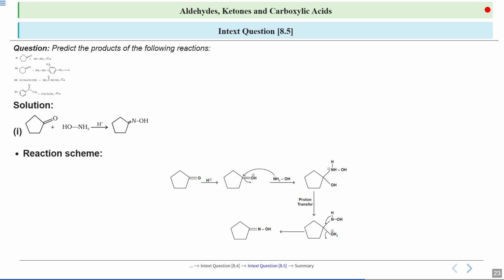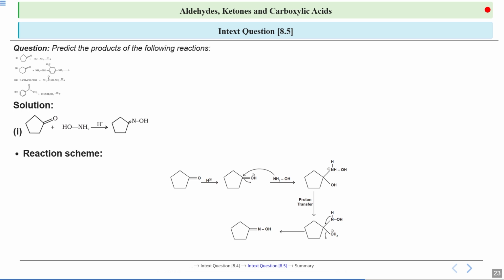Now, when this tetrahedral intermediate is formed, there is a proton transfer. You will see that one of the protons from this nitrogen, which has a positive charge because it is bonded to this ring and two hydrogens. So the nitrogen has a positive charge, and a proton transfer will take place. One proton will be transferred.